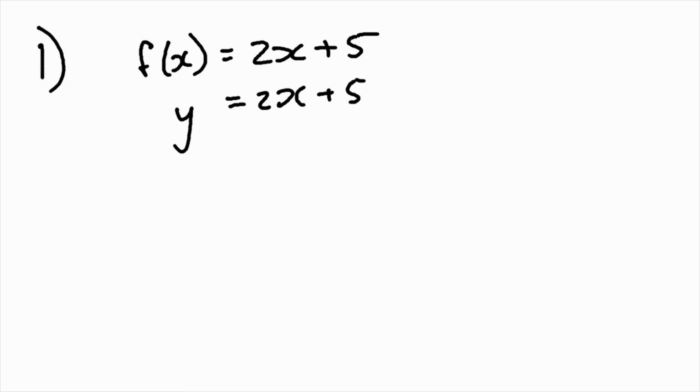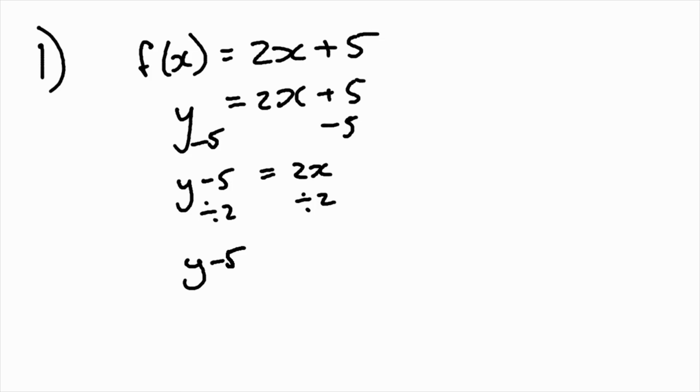So we've got a plus 5 here. We're going to subtract 5 to cancel it out. And what you do to one side, you have to do to the other. Y minus 5 equals 2x. We've got a times by 2 here. The opposite is divide by 2. So y subtract 5 over 2 equals x.